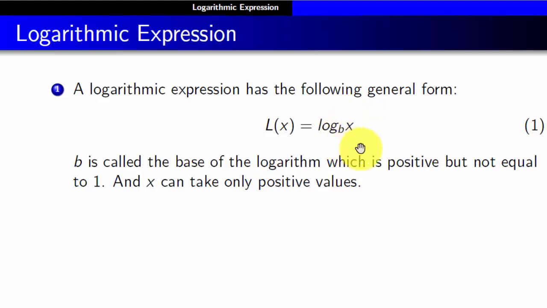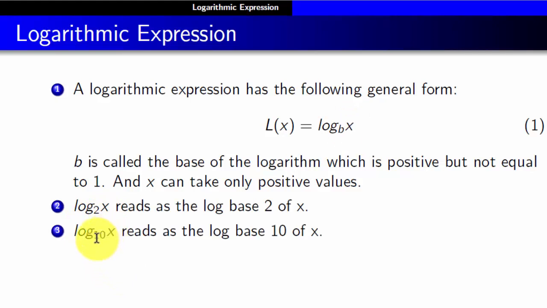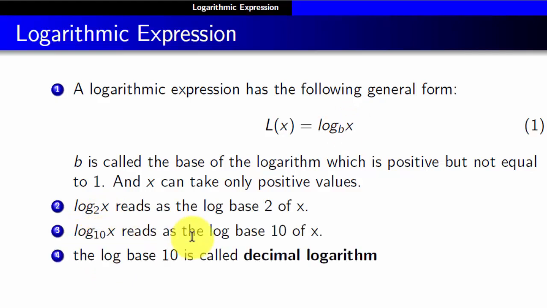Now as you can see here, we have two numbers. One is x, which is the variable of course, and one is b, which we call the base. Now b should be a positive number but not equal to 1. X is taking only positive values. Log base 2 of x, log base 10 of x, and remember that log base 10 is called decimal logarithm.